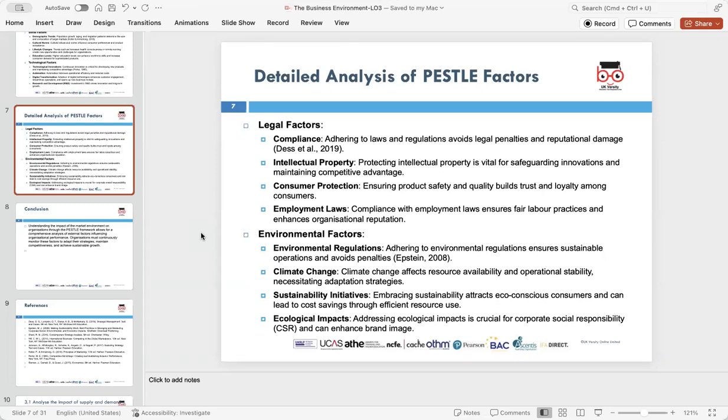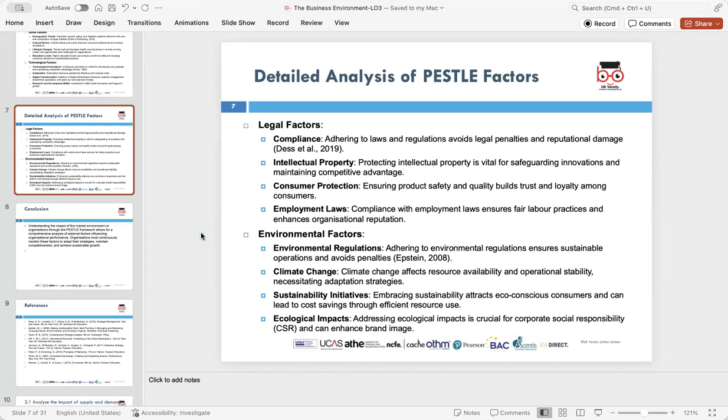Sustainability initiatives. Sustainability involves efforts to operate in environmentally friendly manners. Embracing sustainability attracts conscious consumers and can lead to cost savings through efficient resource use. For example, reducing waste and energy consumption can lower operational costs and appeal to environmentally aware customers.